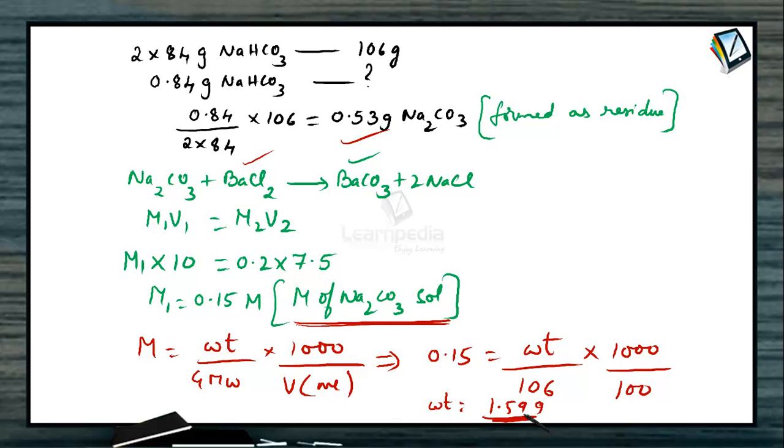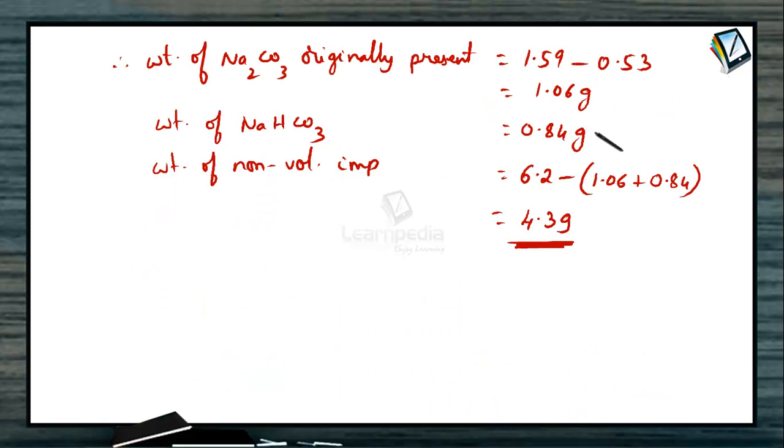So out of the total sodium carbonate, 0.53 grams of sodium carbonate is formed as residue, and the remaining is nothing but which is taken originally. And already we had calculated the mass of sodium bicarbonate as 0.84. So the total minus these two values will give the mass of the non-volatile impurity. I think it's clear now.